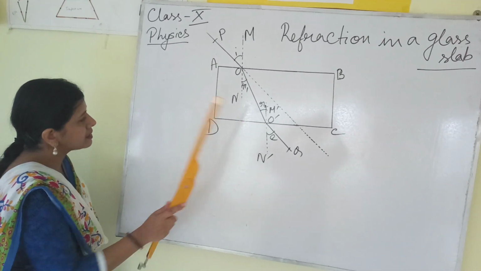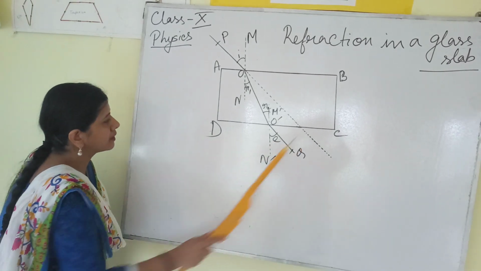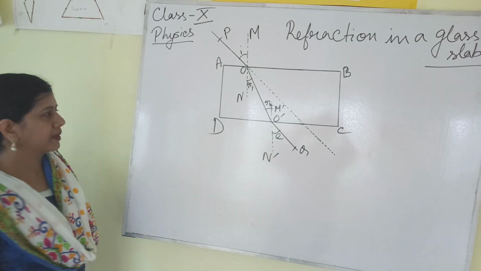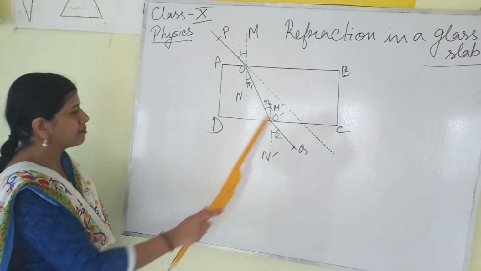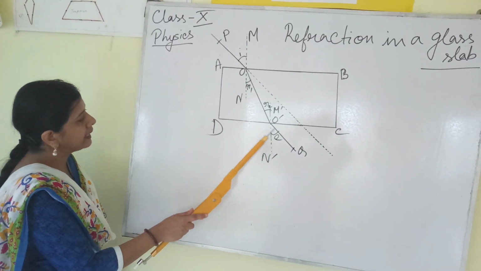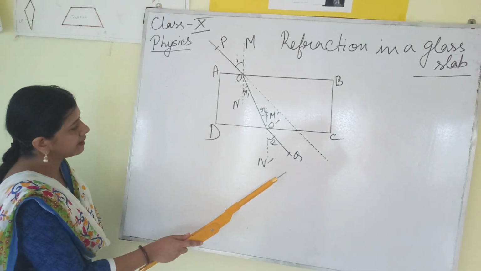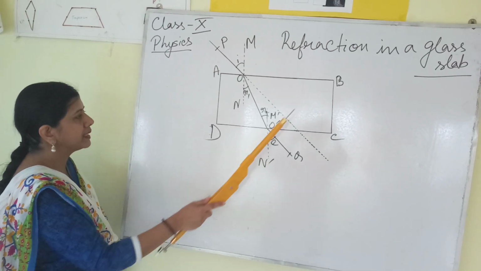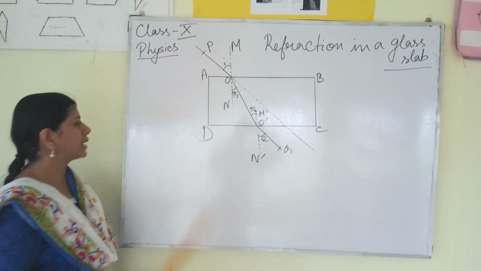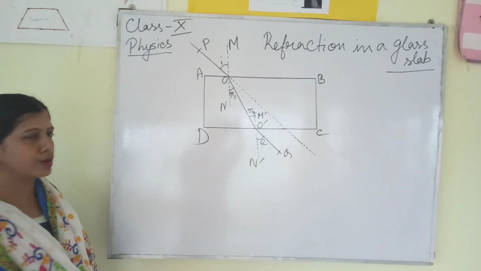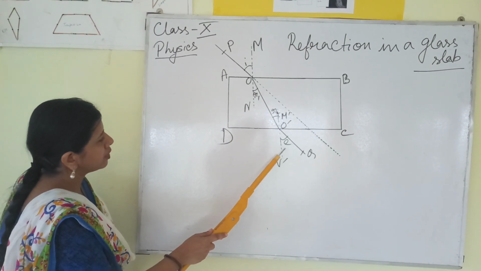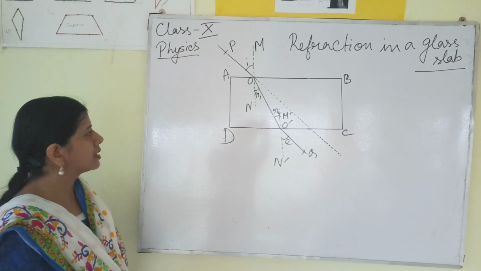Now again at this surface, that is the interface of glass and air, the ray is emerging out from the glass slab. Again this one is my normal, M dash N dash. When it is coming out, it again bends away from the normal because air is an optically lighter medium than glass. When light enters from an optically denser to a lighter medium, it bends away from the normal. I have given this angle as R2 and this one I have taken as E, that is the emergent angle.